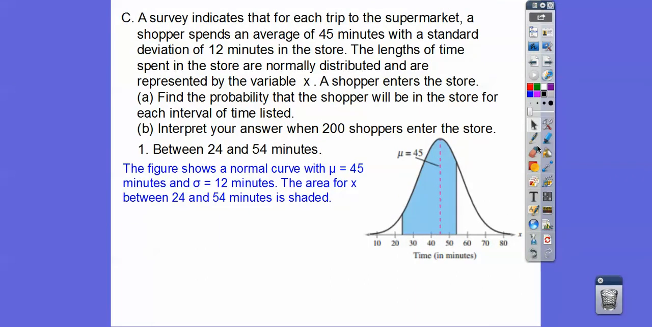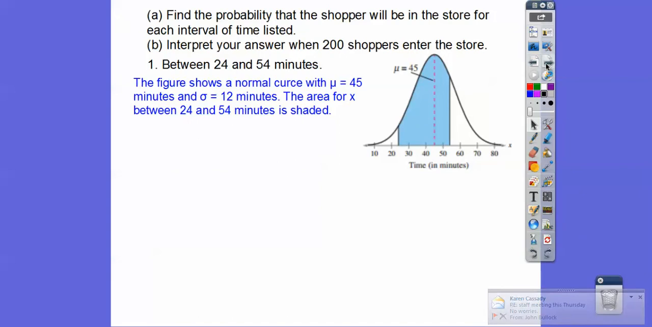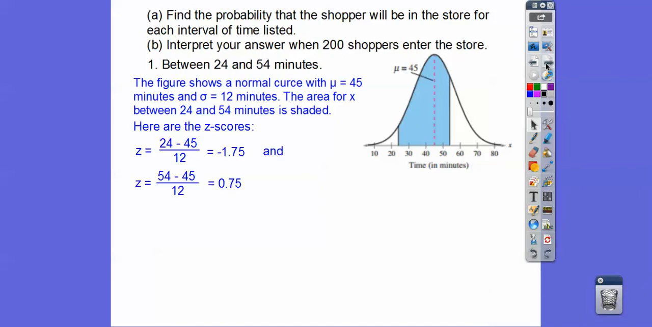Okay, so here's the area between 24 minutes and 54 minutes right there. All right. So here are our z-scores right there for 24 and 54, okay?